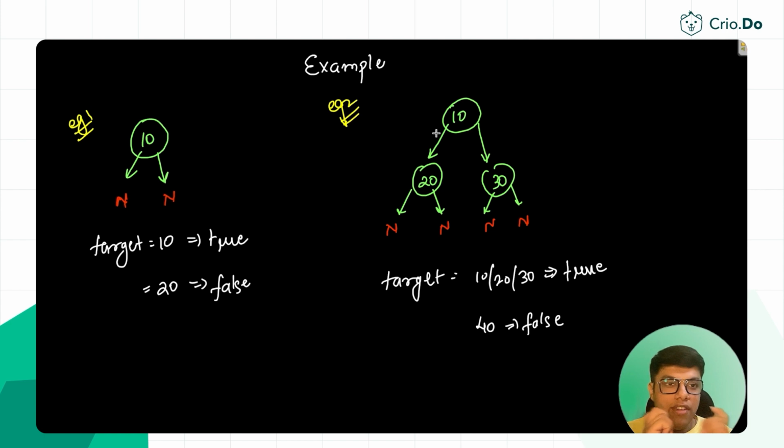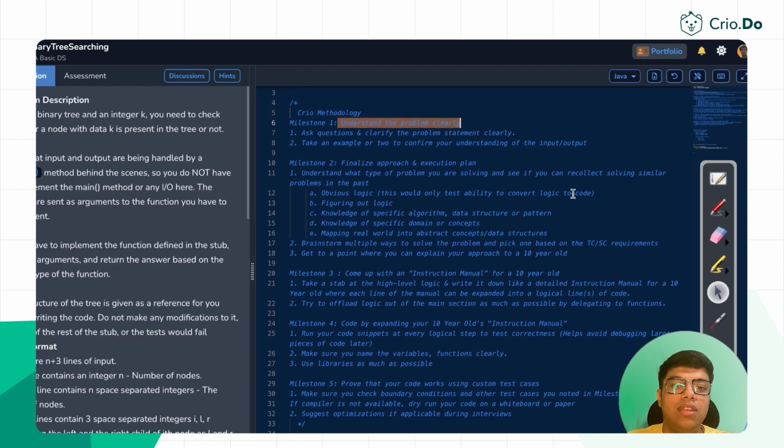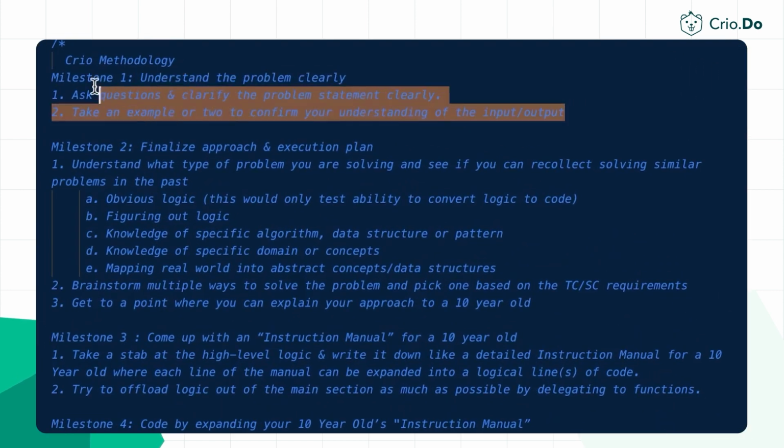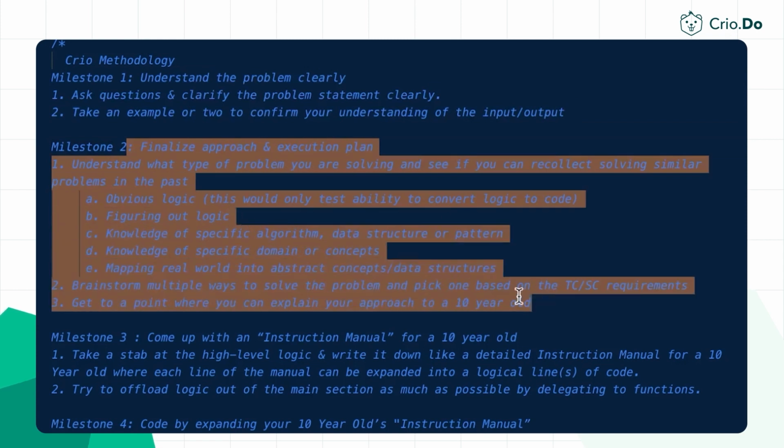So now that we have covered all the cases which can occur, there can be a left child present, there can be a right child present. It can also happen there is no left child, there is no right child. So now milestone number 1 is complete, that is, we have understood the problem statement. Now, how can we actually solve this problem? How can we search whether a target is present?